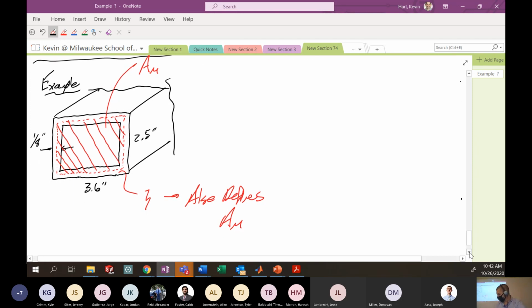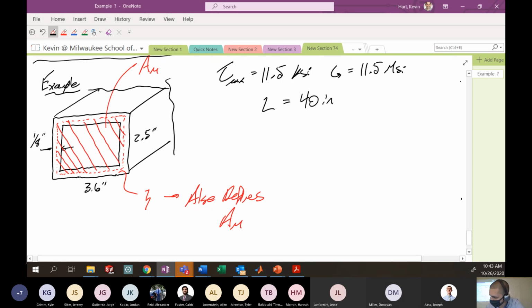We want to find what is the torque that this thing can handle, given that tau max is 11.5 ksi. Our shear modulus G is 11.5 msi, and the length of the shaft was also given as 40 inches. We want to find the maximum torque that we can handle and the angle of twist at T max.